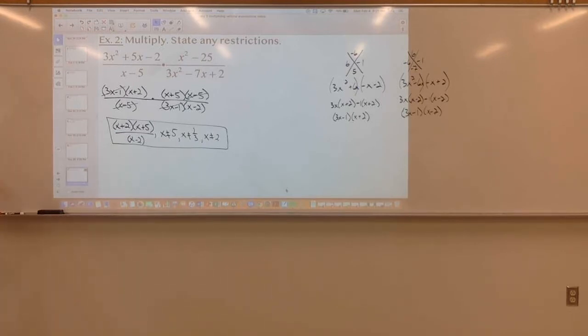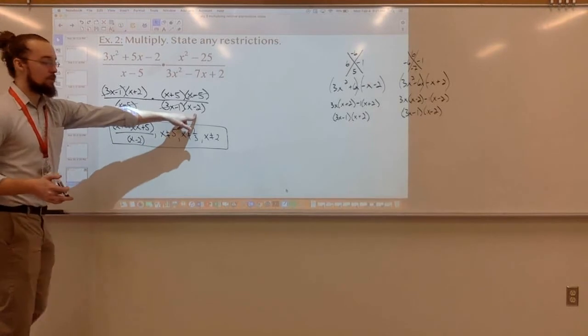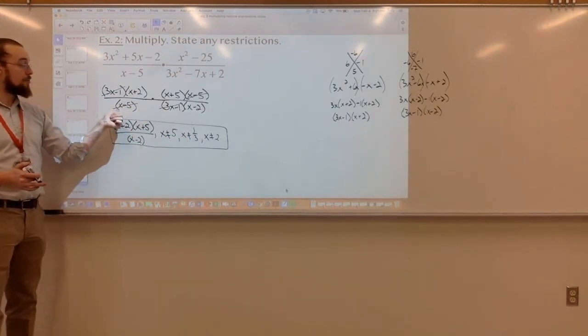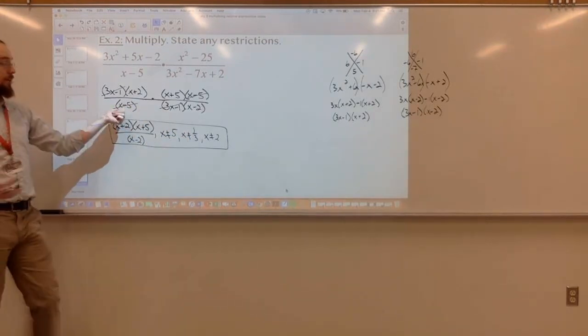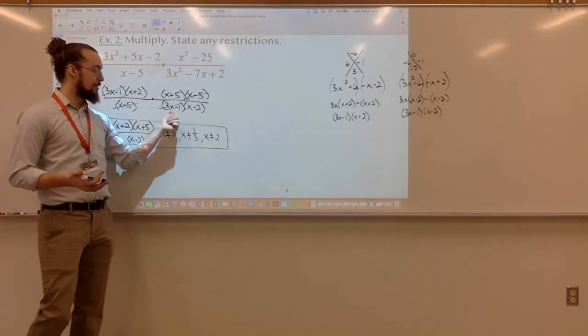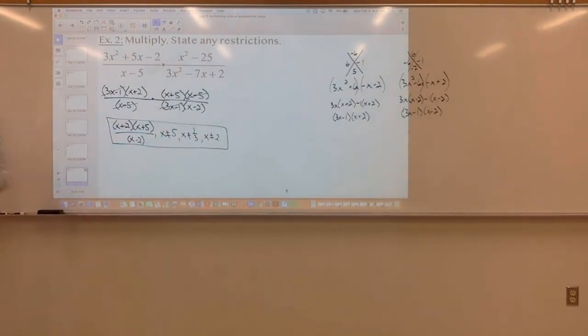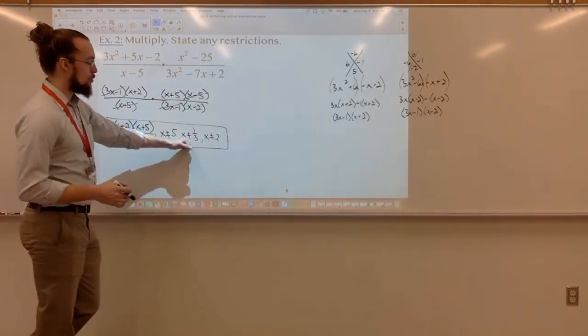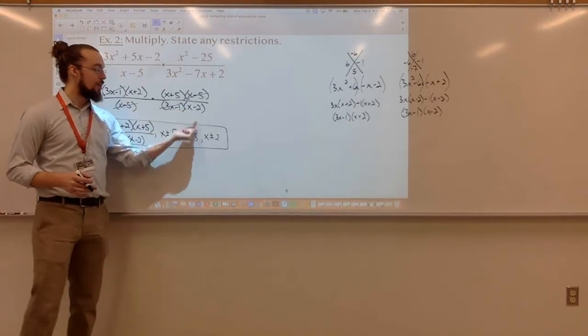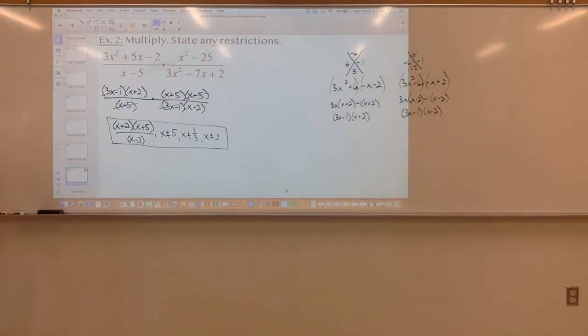And then I needed my restriction, so I looked at every factor in the denominator here. Here, 5 would make this factor 0. Here, this one's not immediately obvious, so we could set this equal to 0. Say 3x minus 1 cannot equal 0. And solve that, and we would get x cannot equal a third. And then here, x cannot equal 2. All right? Feeling okay with these?